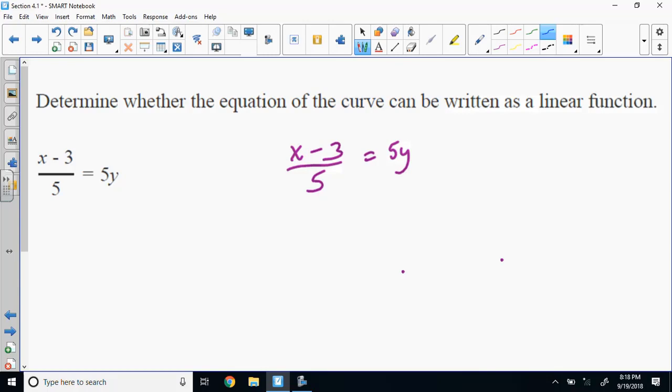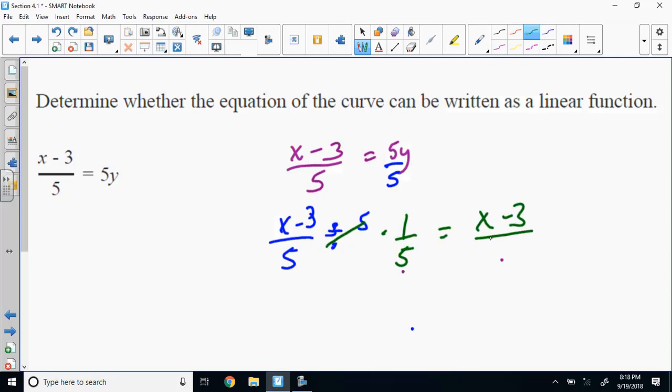We don't want it to be in the denominator, right? That would be an inverse, right? So let's do this. Oh, snap. x minus 3 over 5 divided by 5, which is really times 1/5, right?